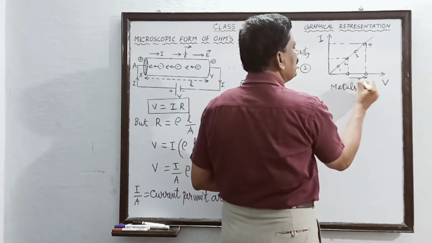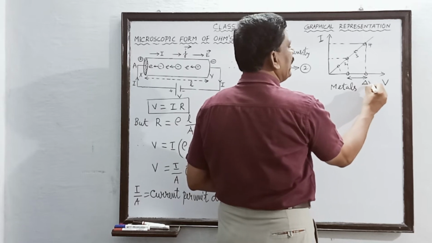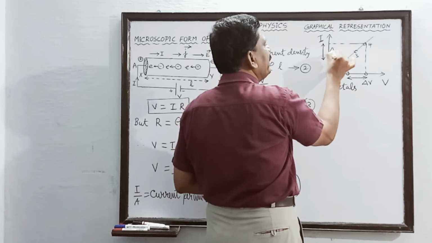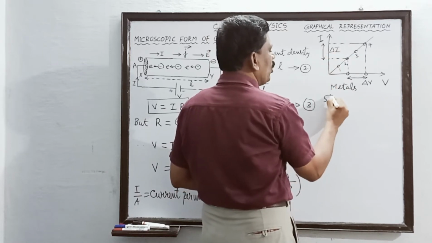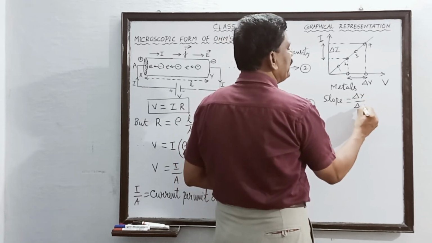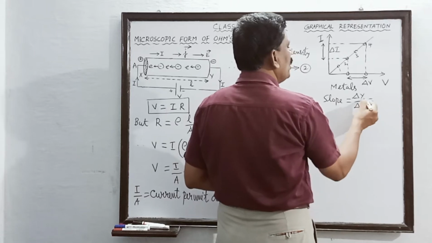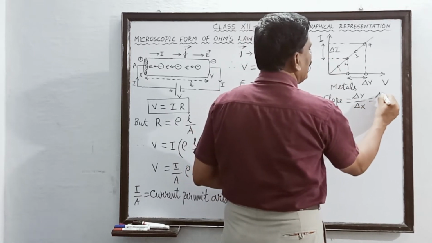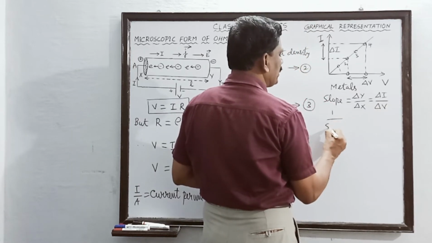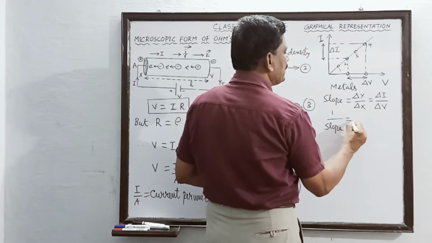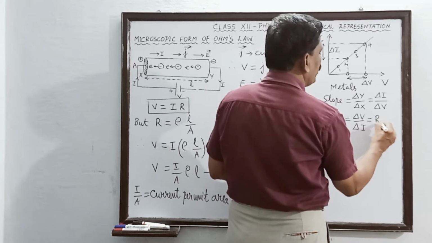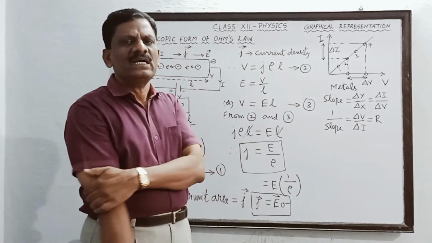So this difference is denoted by delta V. Similarly, this difference along the y-axis is denoted by delta I. And the slope of this graph is always the y-intercept divided by the x-intercept, and that is equal to delta I divided by delta V. Now the reciprocal of the slope, that is 1 by slope, is equal to delta V divided by delta I, and this will be equal to R, that is equal to the resistance of the conductor.